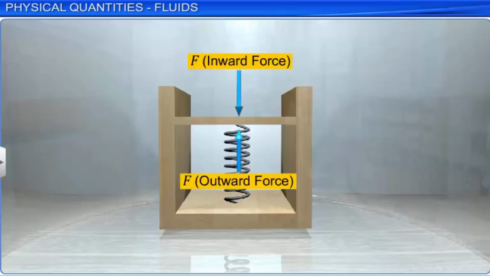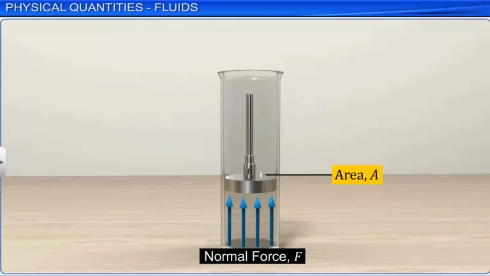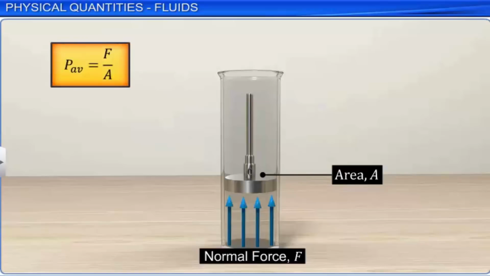Let us now learn how to determine pressure. If F is the magnitude of the normal force acting on the piston of area A, then the average pressure, P_av, is defined as the normal force acting per unit area. In the limiting case, that is, if a small area of the piston is considered arbitrarily, then the pressure is represented as P equals delta F by delta A as delta A approaches 0. The magnitude of pressure does not change with direction. Hence, pressure is a scalar quantity.